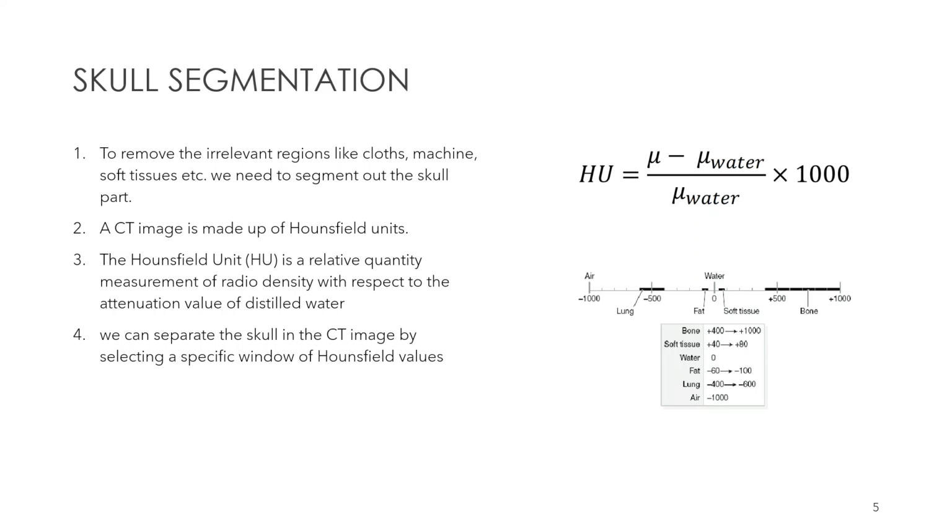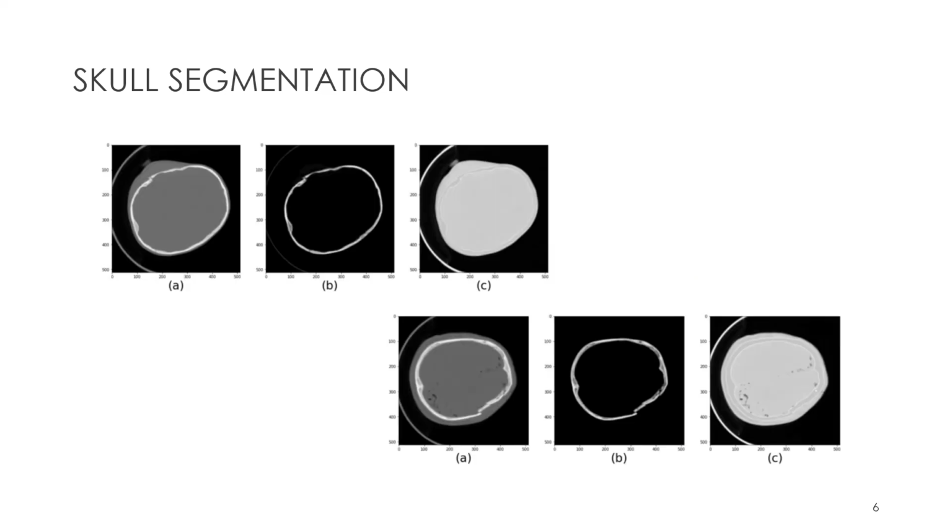Now, as we know the specific HU values for every body organ, we can separate it in the CT image by selecting a specific window of Hounsfield values. This is called windowing or gray level mapping. Windowing will change the appearance of the image to highlight that specific type of structure.